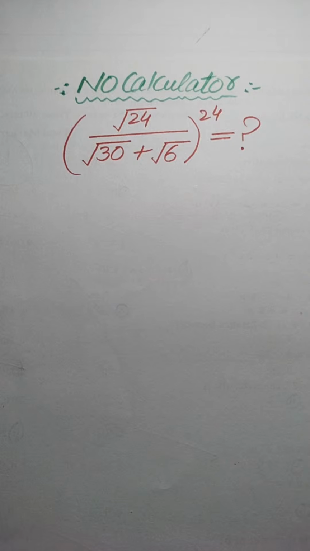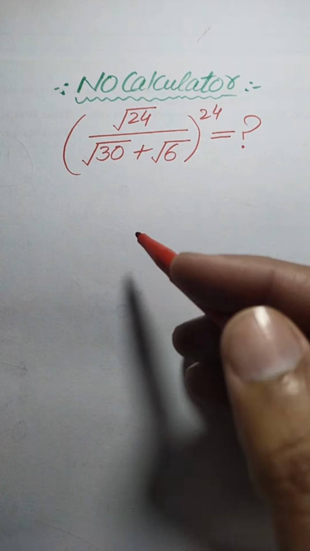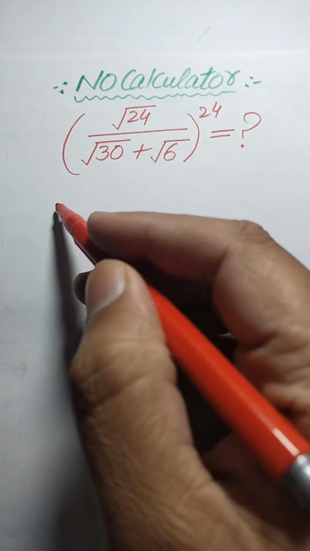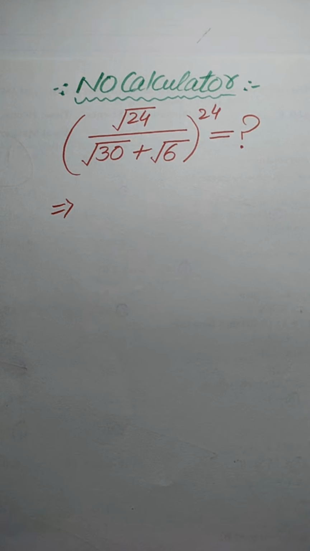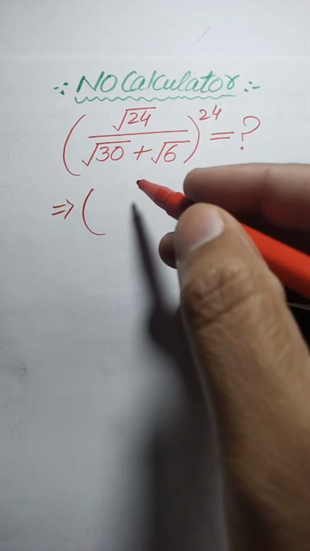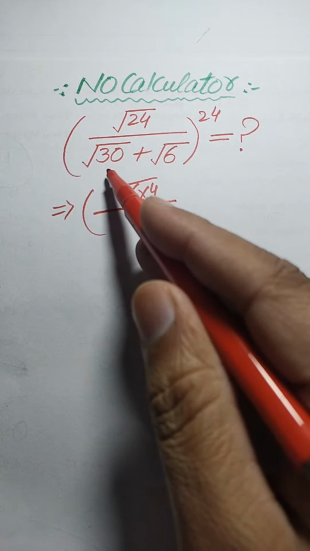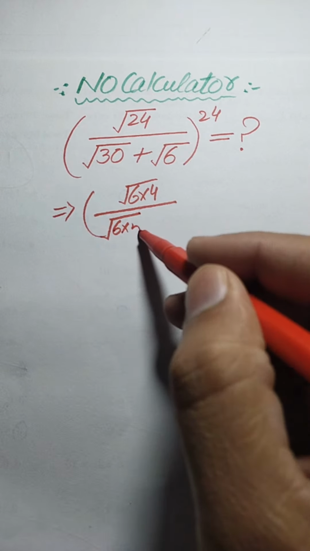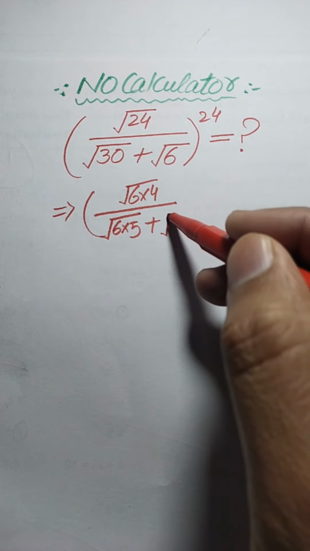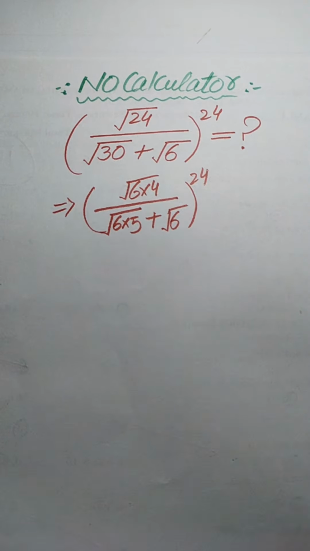Okay. So the very first thing we are going to do is rewrite this equation. Here we have the square root of 24, and we write this 24 as 6 multiplied by 4. We know that 6 times 4 becomes 24. Further, we have the square root of 30, and we write 30 as 6 times 5, plus the square root of 6, and its whole power is 24.